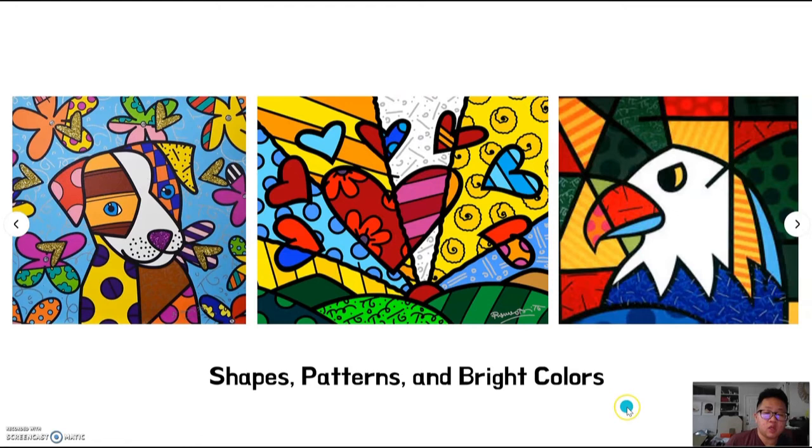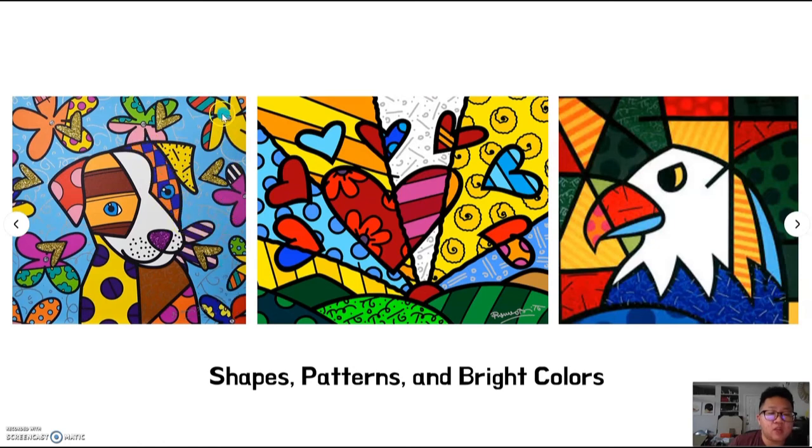In our next example, we can see there's a lot more details he added here. Here's a dog, a heart shape, and an eagle. But he includes all sorts of shapes, patterns, and bright colors when he creates his paintings as well, as you can see here. And so in this dog painting, you can see that the different parts of the dog have different colors and patterns. We have the dotted patterns, the polka dots. We have the stripes. We have a mixture of lines and dots. And we have a checkerboard pattern.